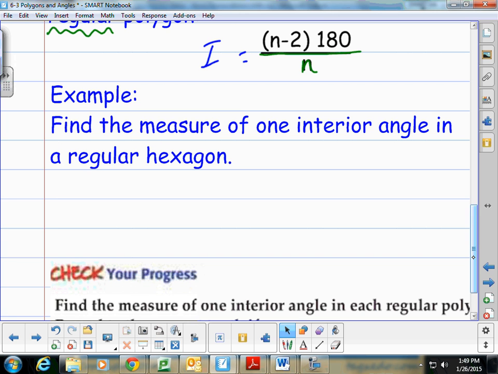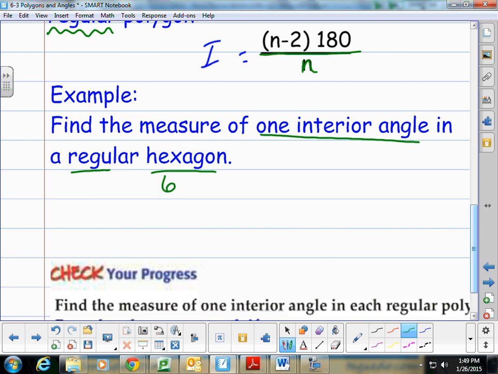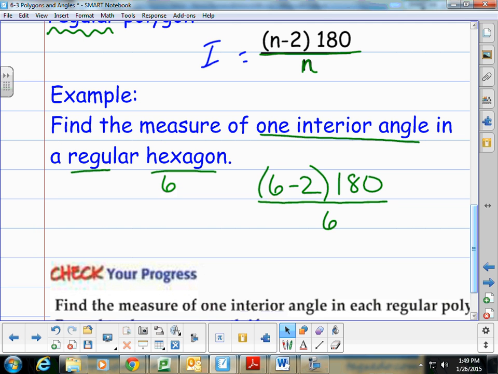Let's try this. Let's find the measure of one interior angle in a regular hexagon. We're going to use this formula from above. We know a hexagon has 6 sides. We're going to plug in 6 minus 2 times 180, and I like to put it over 6 right away. Hopefully you remember that you do the top first. So we do 6 minus 2, which is 4, times 180. Then we'll divide by 6.